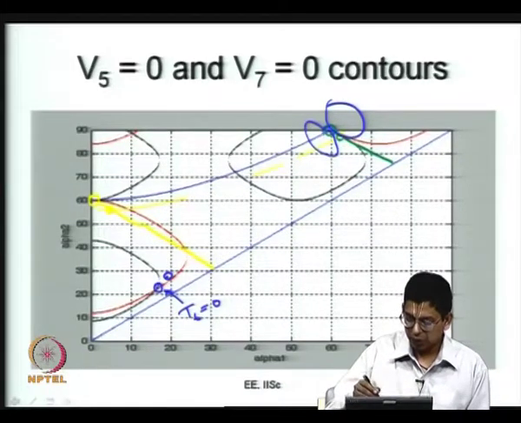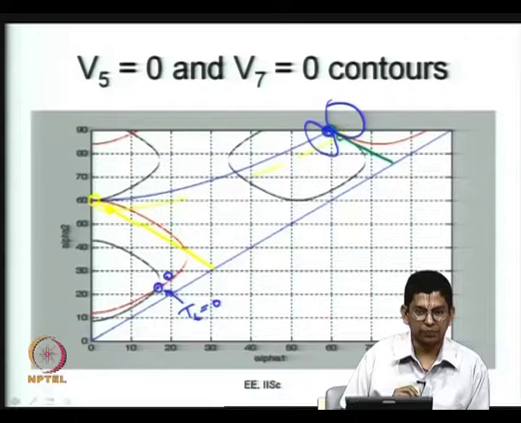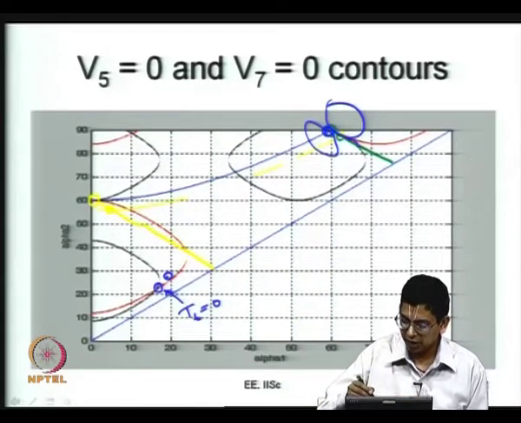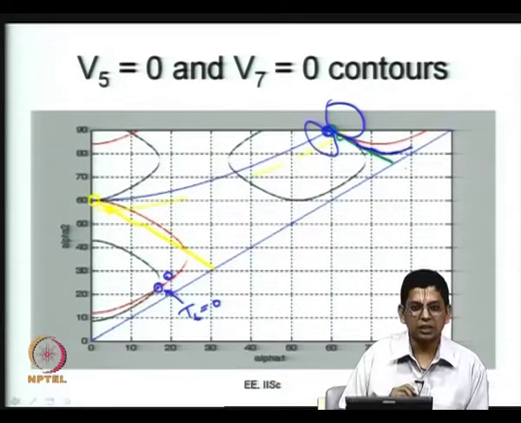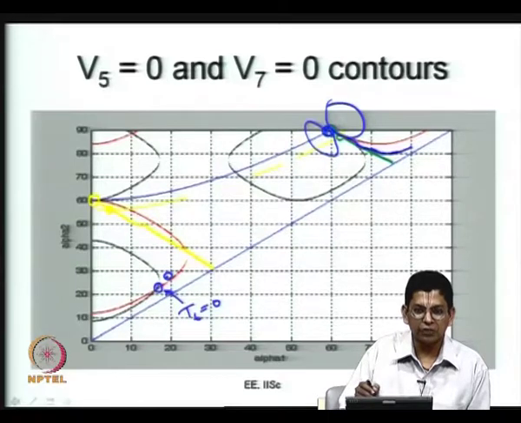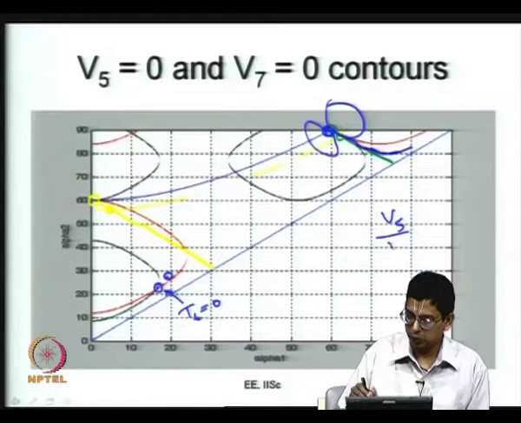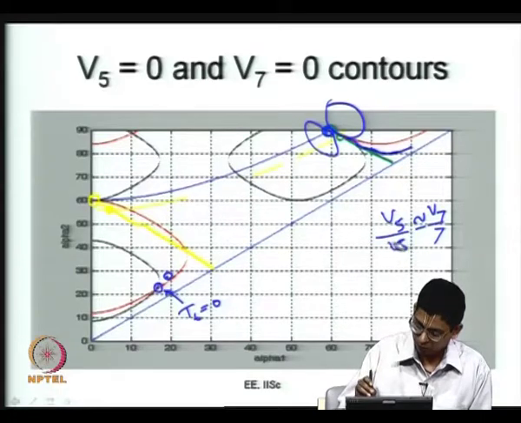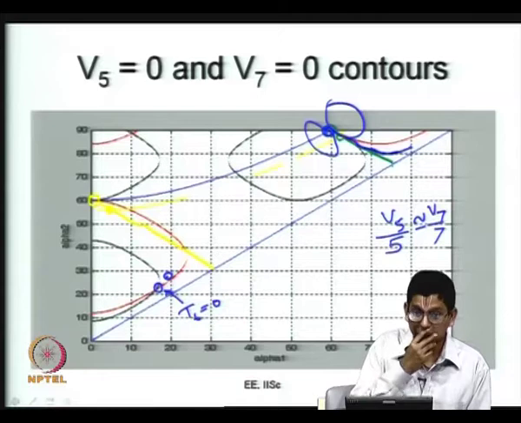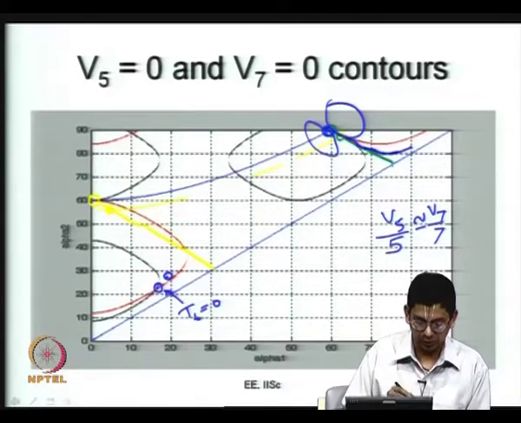Similarly, at this point you have a sixth harmonic torque of 0. Why? Because V5 and V7 are both equal to 0. And if you come somewhere on this line, you will get a set of points here. Along these points that you are indicating, V5 and V7 are such that V5 by 5 is roughly equal to V7 by 7. You can get a set of points now. This is what would be sixth harmonic torque being 0 now.